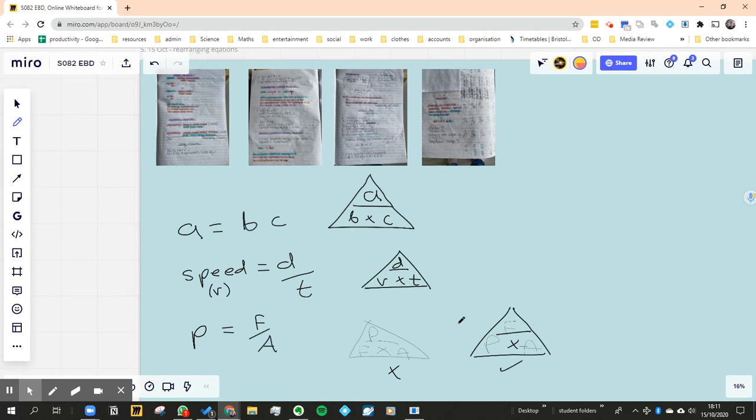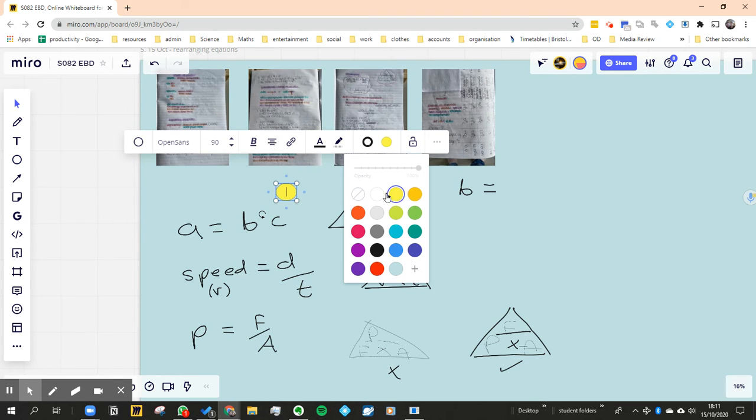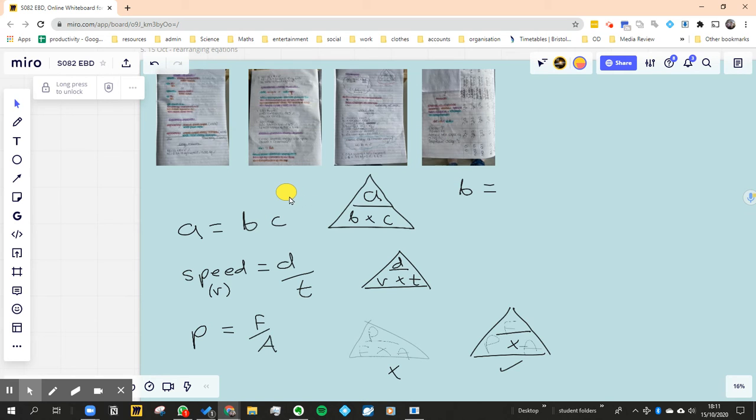Okay, so now the next stage is, how do we use these triangles? We're going to use them to rearrange things. So if A is equal to B times C, then what's B equal to? Just to make it a bit easier, I'm going to make a little circle here. What you're supposed to do is cover things up with your thumb. Obviously, we're online, so you can't do that. So you cover up the thing that you're trying to work out, and then the remaining things are what it's equal to. So, in other words, B is equal to A over C.